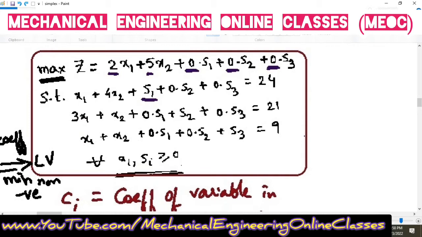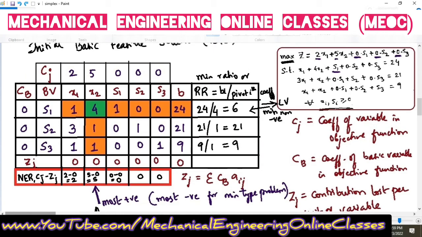Because x1 and x2 are non-basic variables, these are zeros, and because s2 and s3 have 0 coefficients, this entire term also becomes 0. So straight away we are getting s1 is equal to 24. 1 into s1 is equal to 24. So it is because of this pattern or style of representing the equation that we are straight away able to say that s1 is equal to 24.